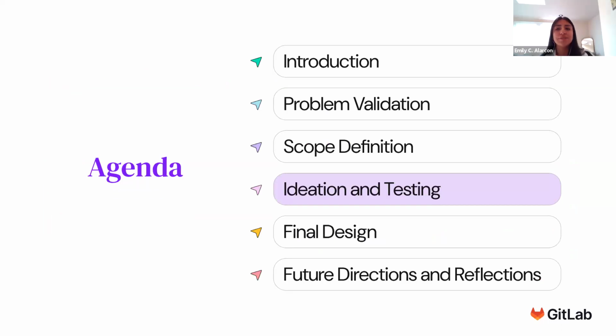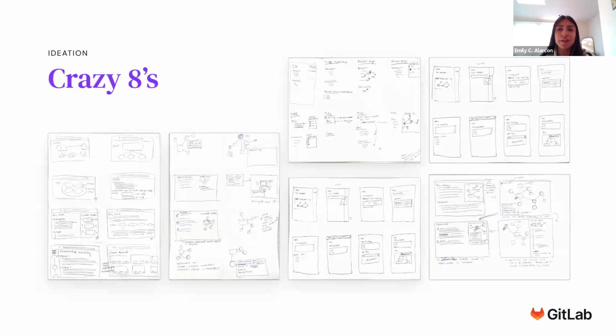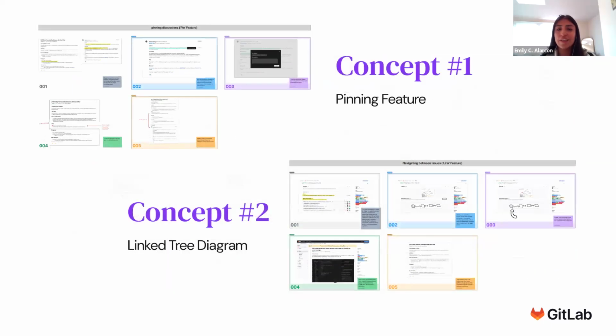In having more direction, we were able to proceed with our ideation and testing phase. In this phase, we employed the Crazy 8 strategy, where we independently laid out 8 of our initial ideas. The knowledge gained from these interviews, paired with our collaboration in the Crazy 8 exercise, led us to our 2 concepts. The first concept was our pinning feature, and our second concept was the linked tree diagram.